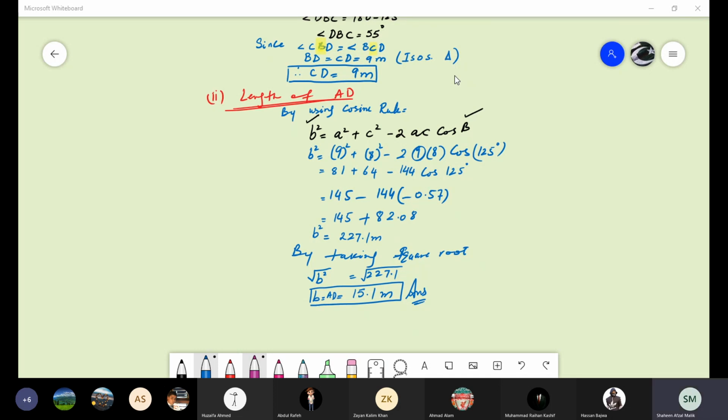Everyone has done? Yes, ma'am. Okay, so today I wanted to start the revision worksheet, but because the time is about to be over, we cannot start it today. Then can we start the worksheet tomorrow? Yes, ma'am. We will start the revision from the same chapter.